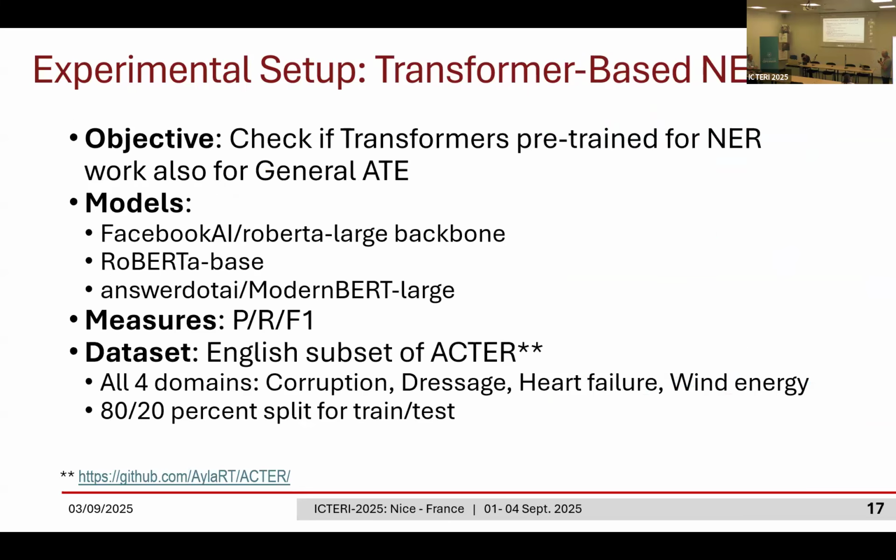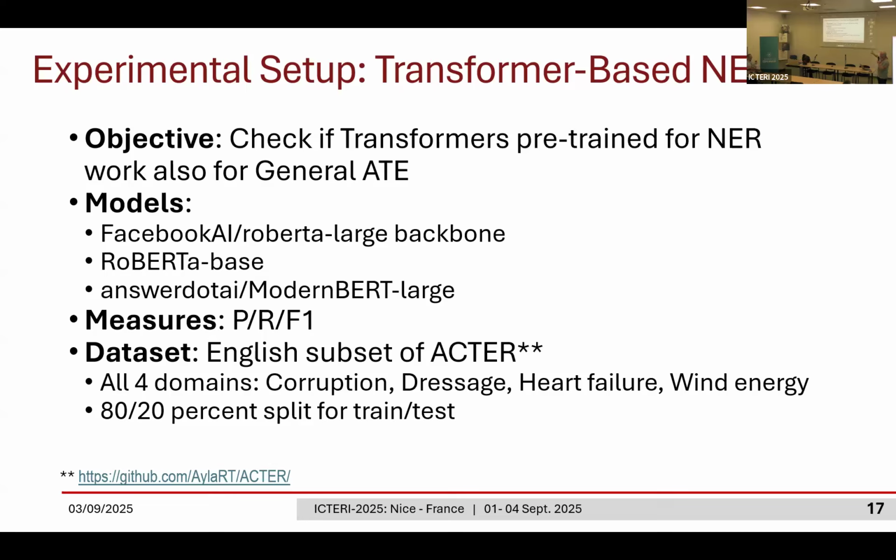So based on that, this is one more experiment we have run with the objective to check if transformers pre-trained for named entity recognition, which are available, would also work for automated term extraction in general. So we experimented on 3 models: Facebook AI Roberta Large Backbone, Roberta Base, and Answer.ai Modern BERT Large. The measures were the same, precision, recall, F1, and the data set was the English subset of Actor, because all the models have been, so to say, fine-tuned into English.